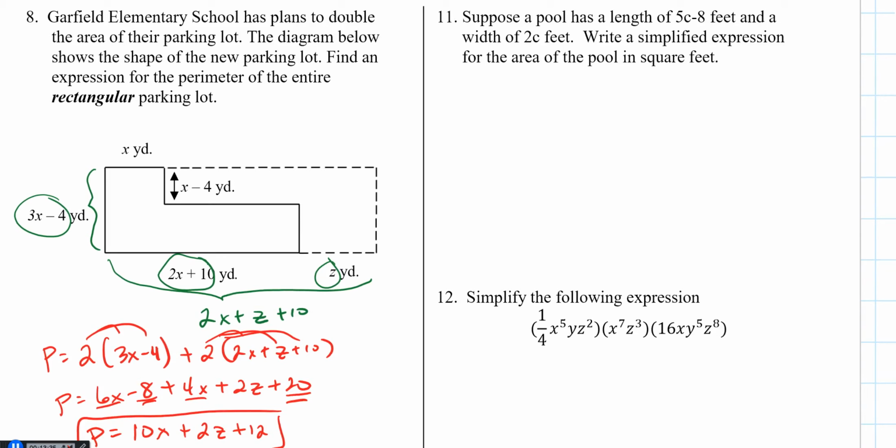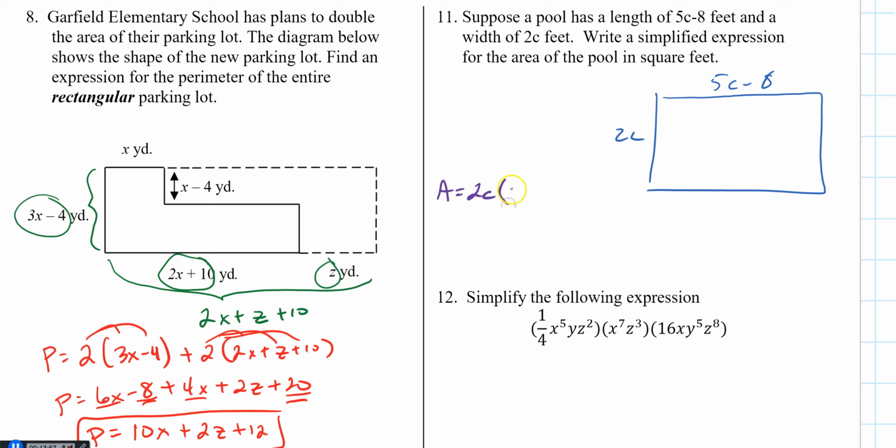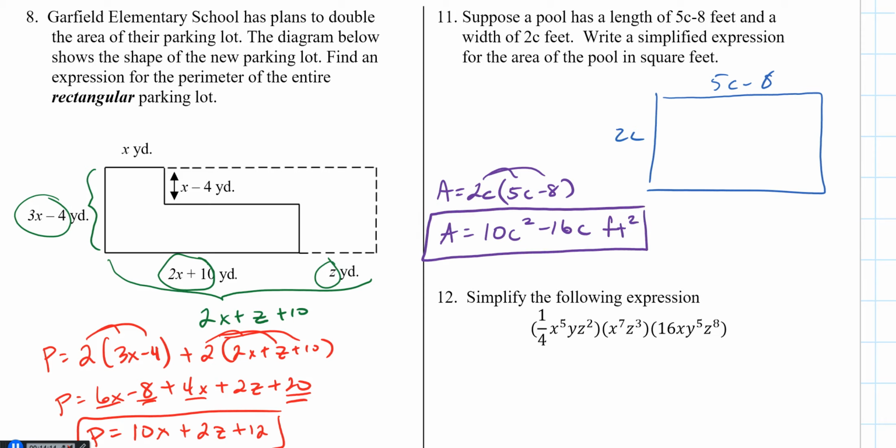11. Suppose a pool has a length of 5c minus 8 feet and a width of 2c feet. Write a simplified expression for the area of the pool in square feet. So if we have a pool that's 5c minus 8 and 2c, we're going to find the area by multiplying the two dimensions. So A equals 2c times 5c minus 8. Distribute. We're going to get 10c squared minus 16c. That can't be simplified, so it's just 10c squared minus 16c feet squared is my final solution to that.